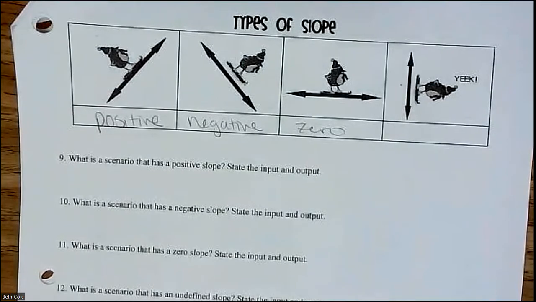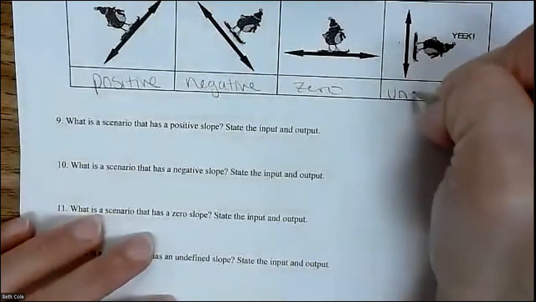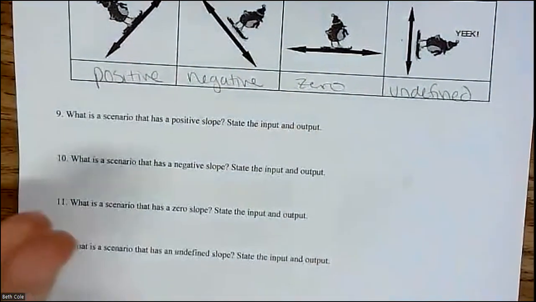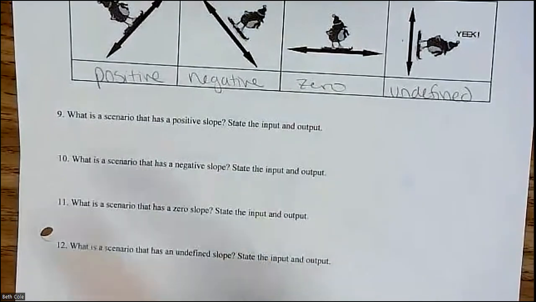Do we want to play hangman? Vertical line. Yeah, let's play. All right, so vertical is undefined. And if you just put UND, that's fine. You can abbreviate. That's usually what I put, just UND, but it's undefined.